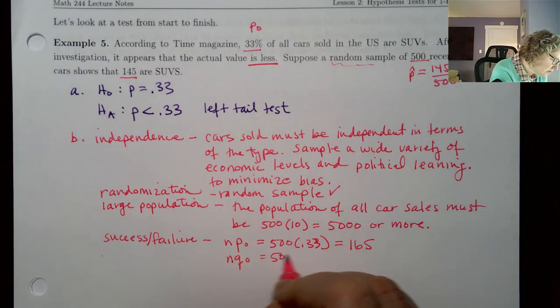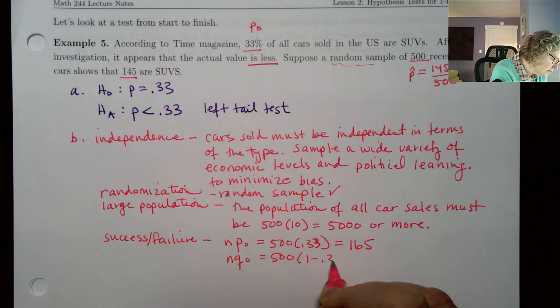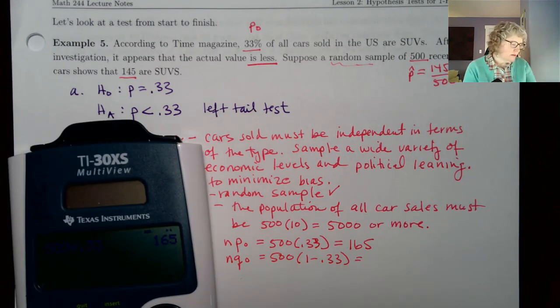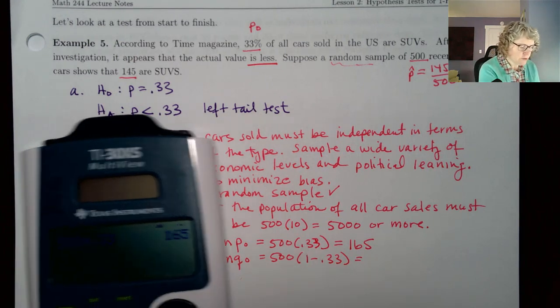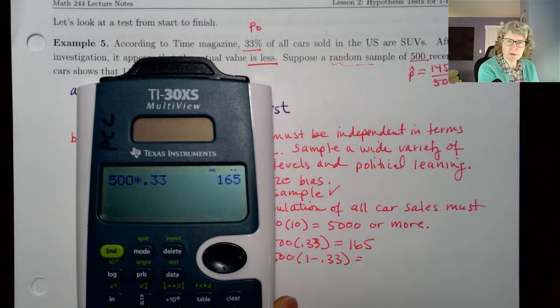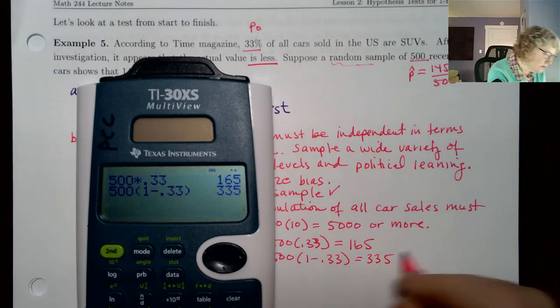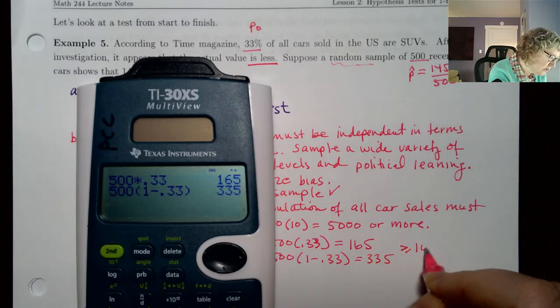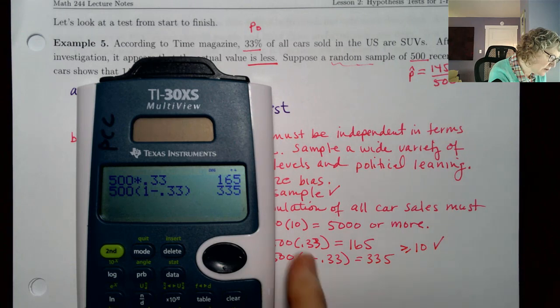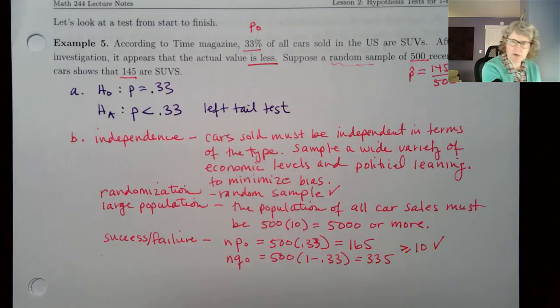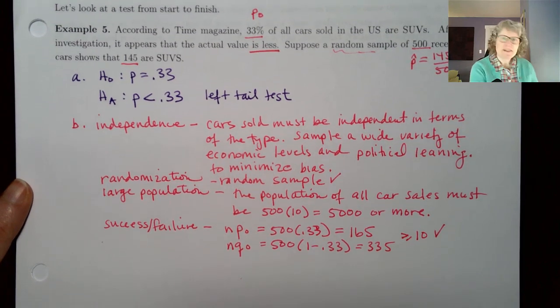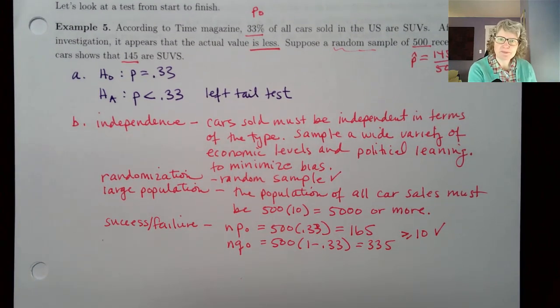And our N times Q0 is 500 times 1 minus 0.33. Now these two will add up to 500 because our two percentages add up to 100%. There are other ways you could get this, but I'm just going to do 500 times (1 minus 0.33). 335. And we need both of these to be greater than or equal to 10, which they are. 500 is a pretty big sample size, so I wasn't too worried about that.